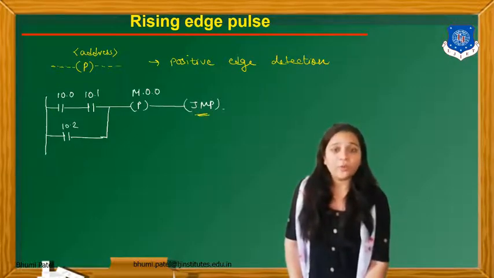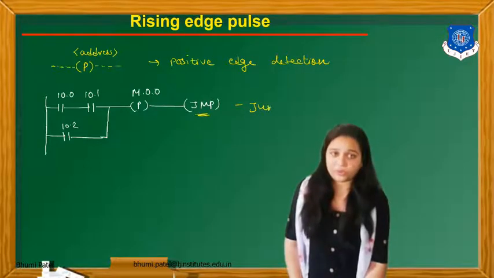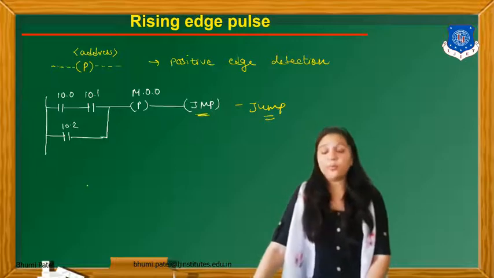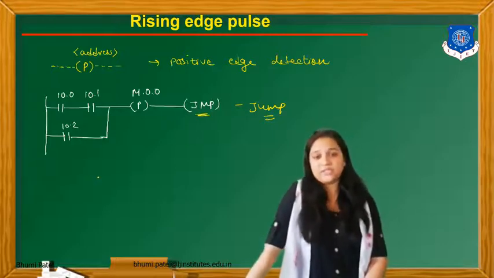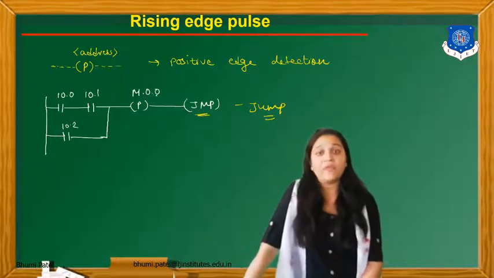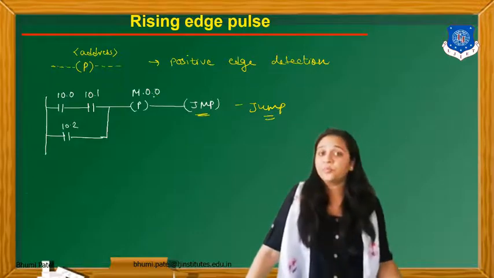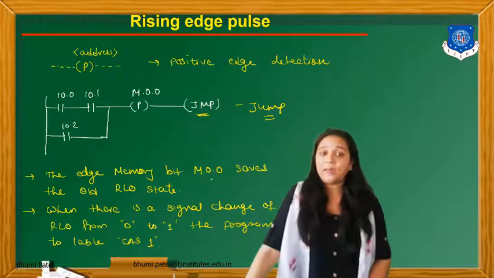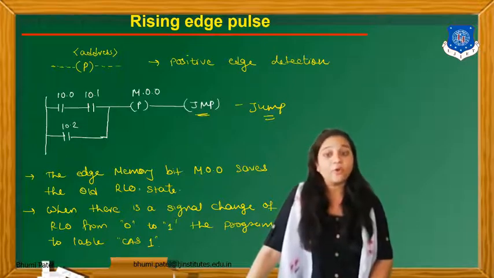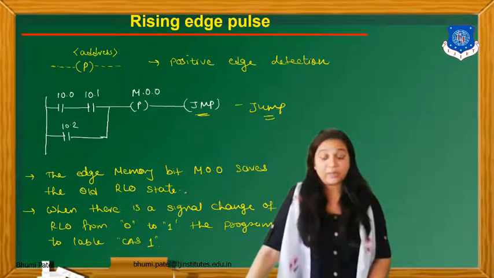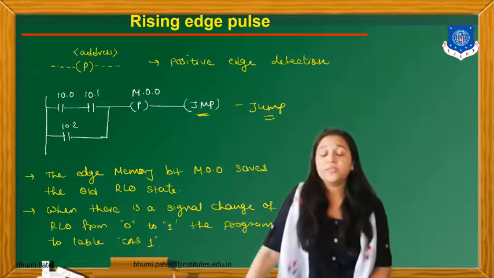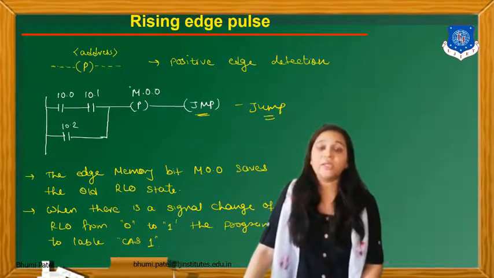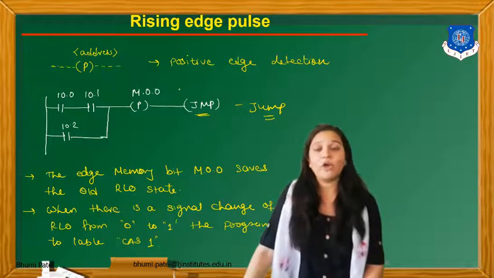In the output we can put here the jump response. That means this line will be jump for the next jump instruction is executed. And what is the indication of M.0.0? So the H memory bit M.0.0 says the old RLO state. That means what is the function of the memory? So memory will save the old data of the PLC.